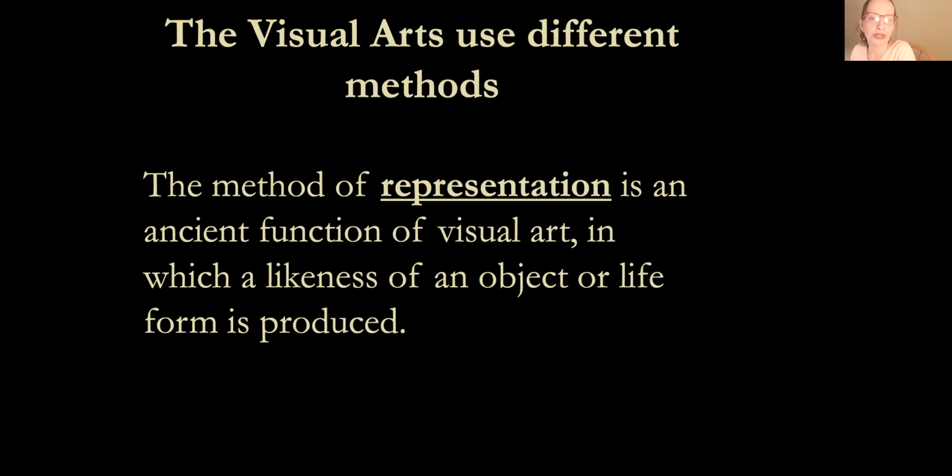So the visual arts use different methods of representation, but actually use different methods in general. And the method of representation itself is an ancient function of visual art in which the likeness of an object or life form is produced. So I began by phrasing things a little incorrectly. The visual arts use many different methods. Among them is representation, as it is defined by capturing a likeness. Like a portrait of me, if it looks a little bit like me, is a representation of me.